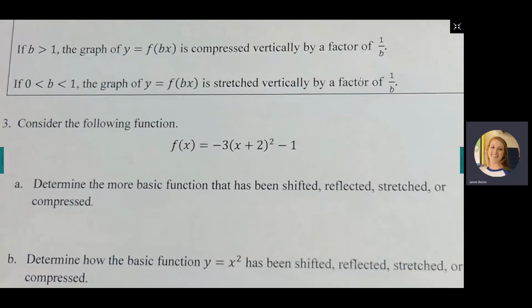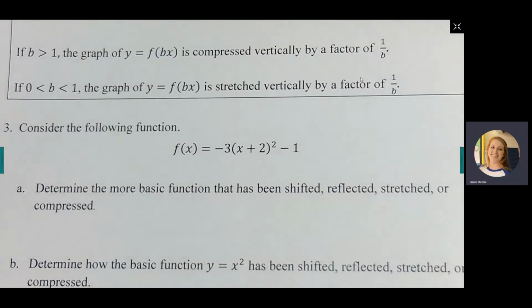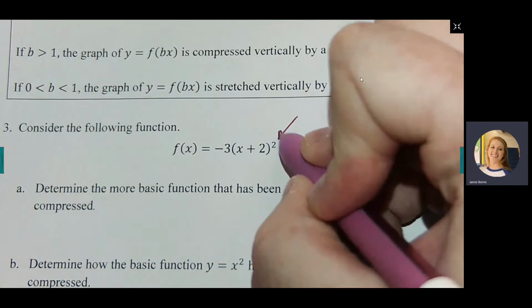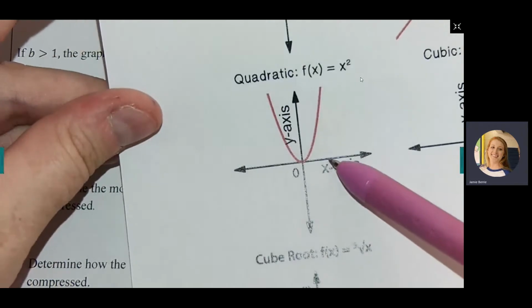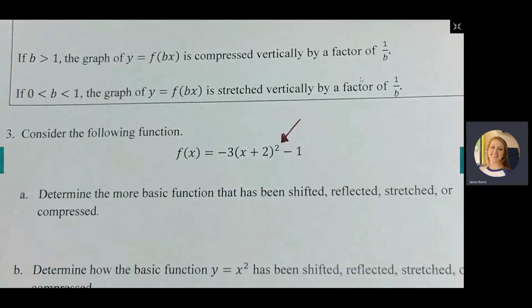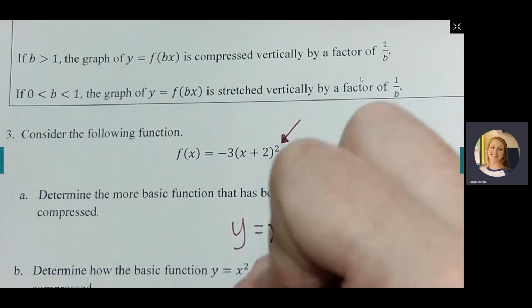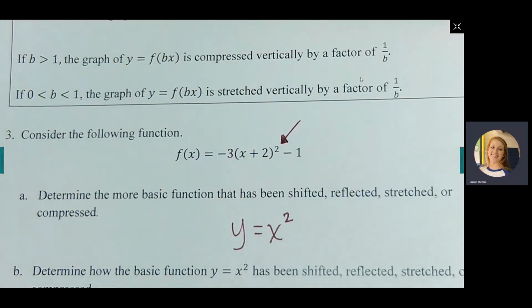Right, so the first thing you got to figure out is what's the more basic function that we've shifted, reflected, stretched, or compressed here. So what stands out the most about this function? What do y'all think? Yeah, the squared. So you would say, okay, well, I know the squared is probably going to have the most effect on the function. So you would go to your graphs of basic functions and say, okay, which one does that match up with best? That would be this quadratic function, y equals x squared. So that's the more basic function that we start with.